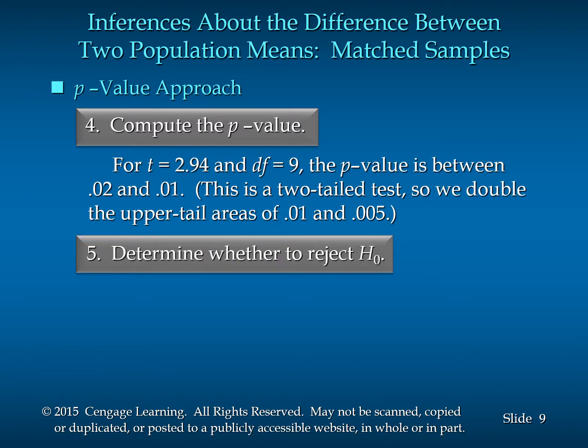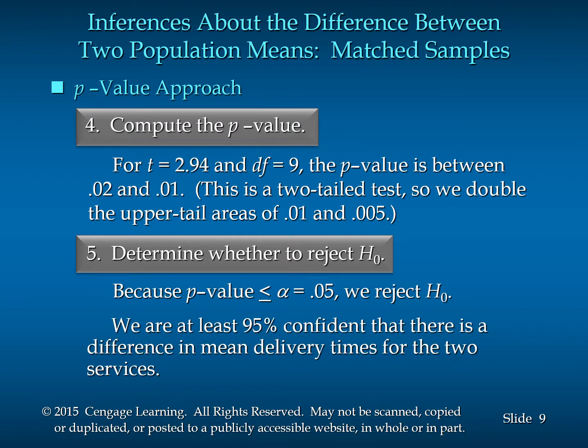For that test statistic, 2.94 and 9 degrees of freedom, we know that the p-value is somewhere between 0.02 and 0.01. Since this is a two-tailed test, we have doubled the upper tail areas of 0.01 and 0.005. Because this p-value is less than our significance level, we know that we can reject the null hypothesis. We're at least 95% confident that there is a difference in the mean delivery times for the two services.